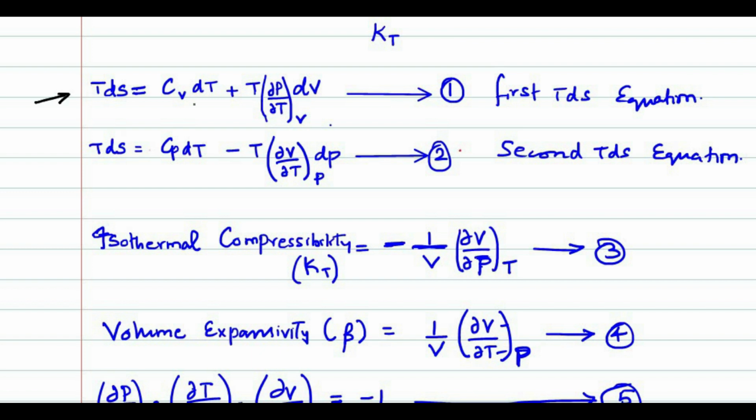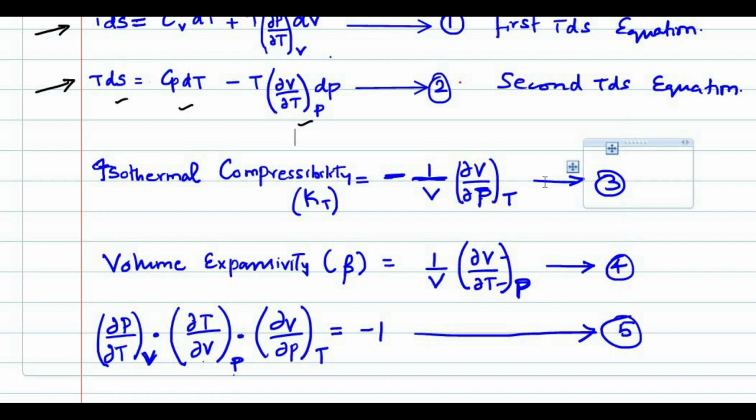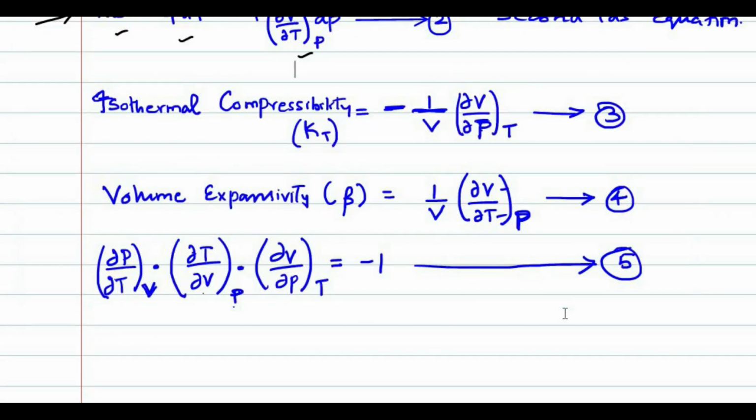TdS is equal to Cv dT plus T into dou P by dou T at constant volume into dV, and the second TdS equation, TdS is equal to Cp dT minus T into dou V by dou T at constant pressure into dP. So this is the second equation. Apart from these two equations, we should know what is isothermal compressibility and volume expansivity.